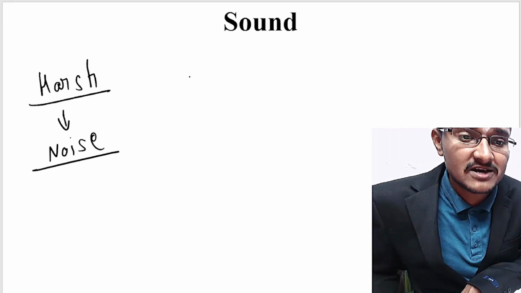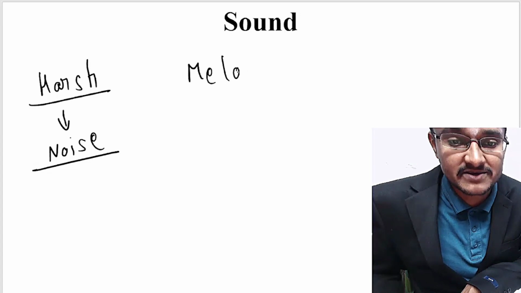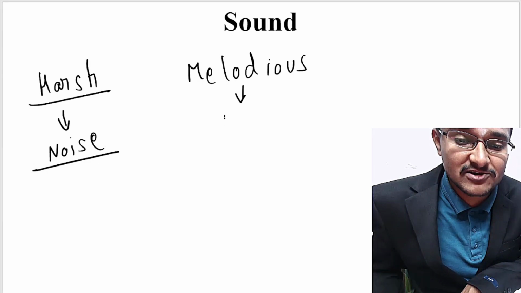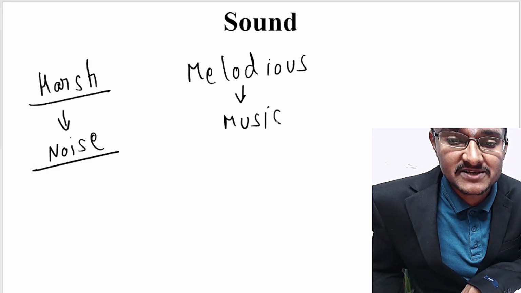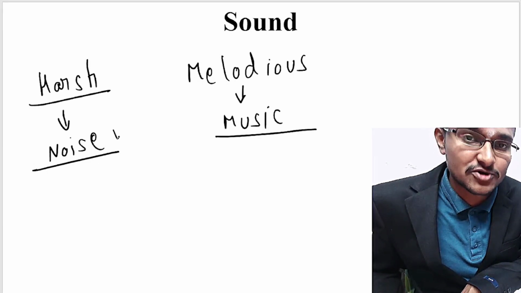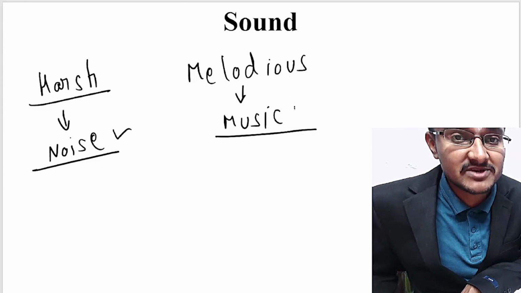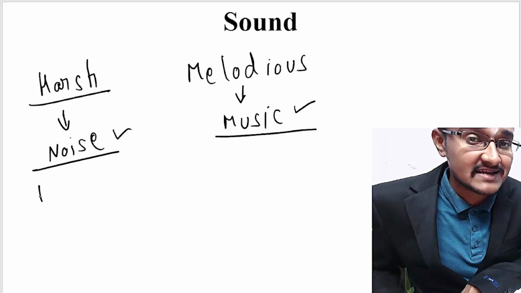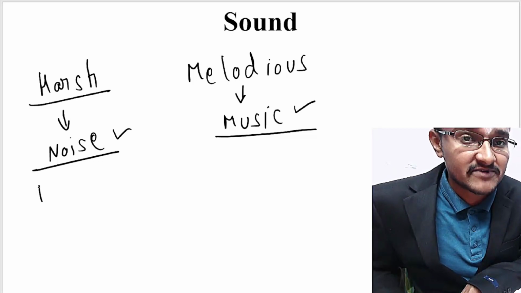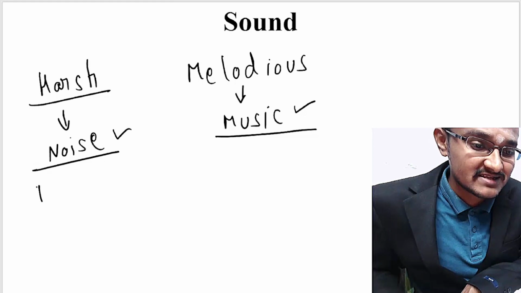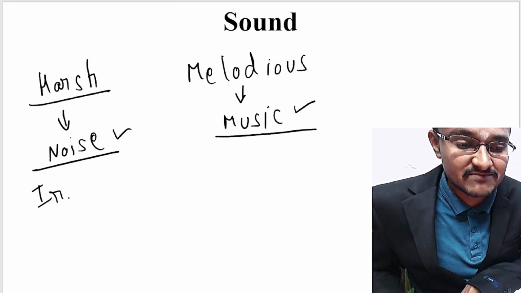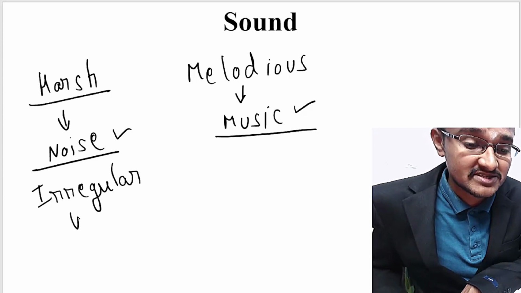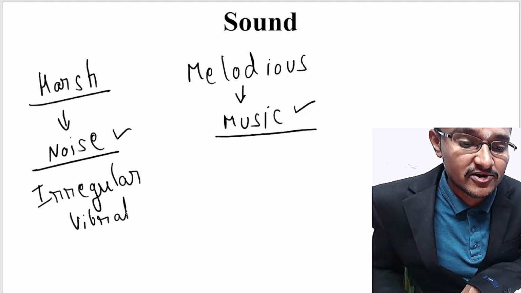And certain sounds which are melodious to hear, only such kind of sound we call music. That means certain kinds of sound will be noise and certain kinds of sound will be music. That happens because of regular and irregular vibrations from a particular object. When an irregular vibration takes place and produces sound, then such a sound accounts for noise.